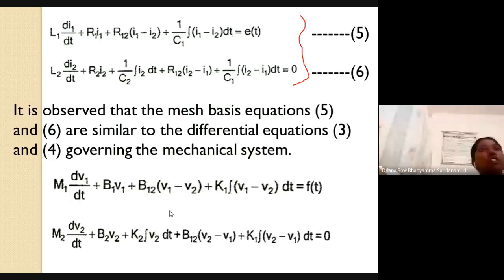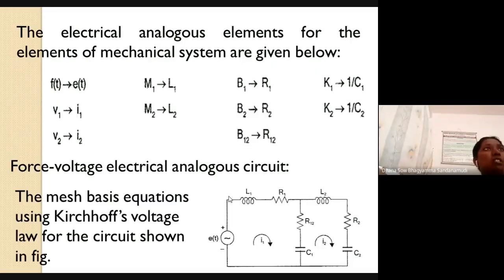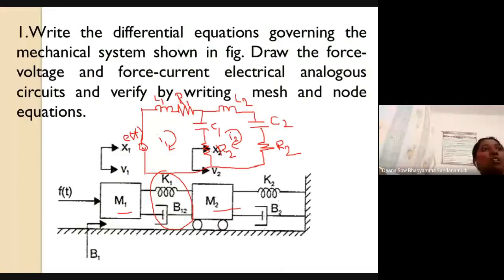Okay, now the force-current analogous circuit. Just now we have seen the force-voltage analogous circuit. Now let us see the force-current analogous circuit. You must remember this based on this table. From this table, force is analogous to current, velocity is analogous to voltage, displacement is analogous to flux, and so on. If you remember these analogous terms, you can easily draw this circuit.